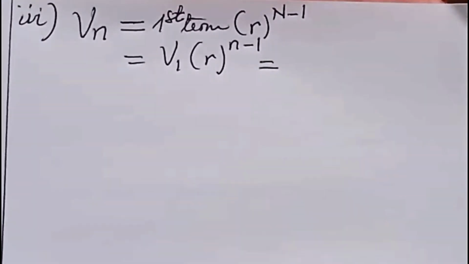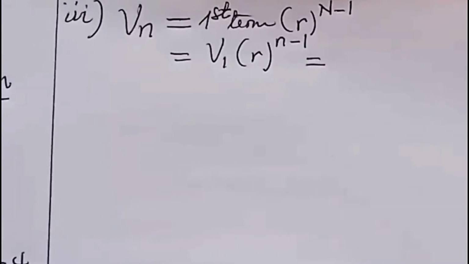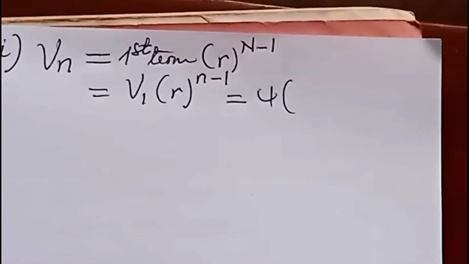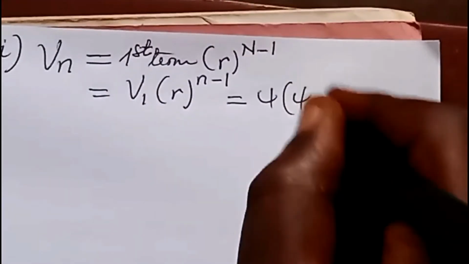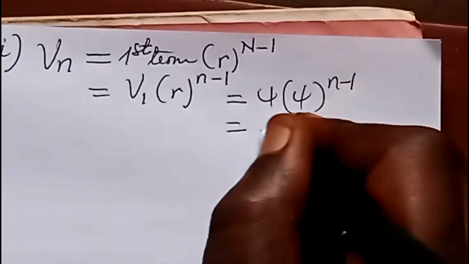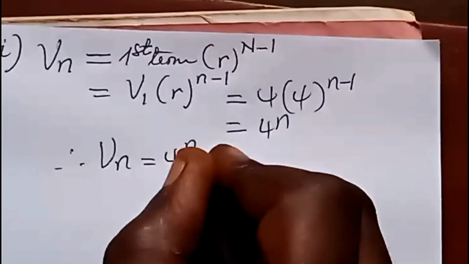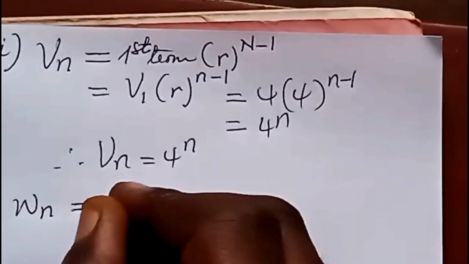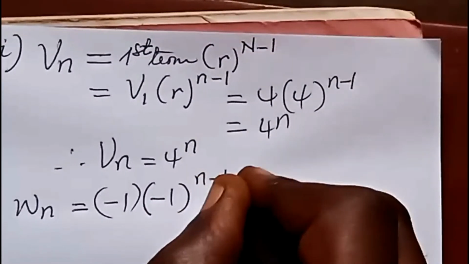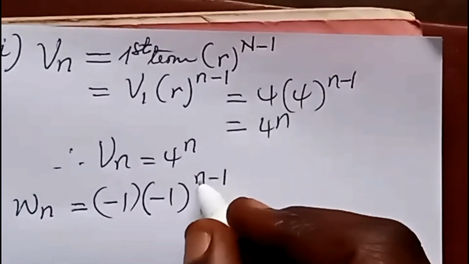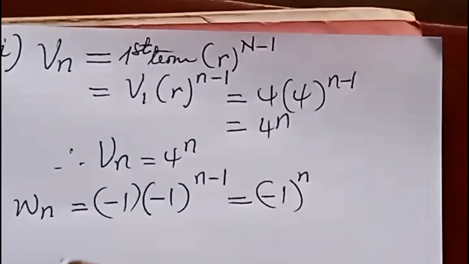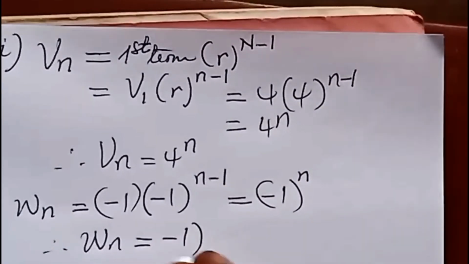So take note of that. This now would be V1, which was established as 4, into the common ratio, and the common ratio is also 4, to the n minus 1. This just brings it to 4 to the 1 times 4 to the n minus 1, which gives 4 to the n. So Vn equals 4 to the n. Then Wn should also be the first term, negative 1, into the common ratio, negative 1, to the n minus 1, because it also begins with 1. The number of terms will be n, and so that power should be n minus 1. And this gives negative 1 to the n using the laws of indices. Therefore, Wn equals negative 1 to the n.